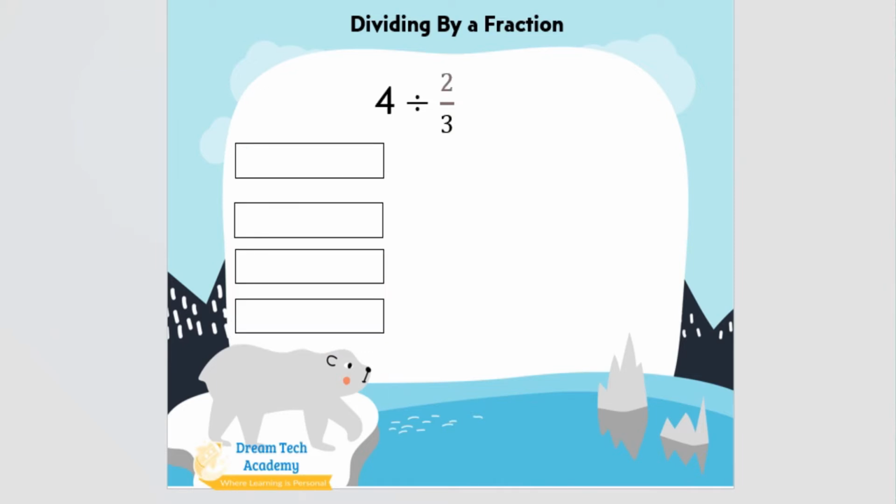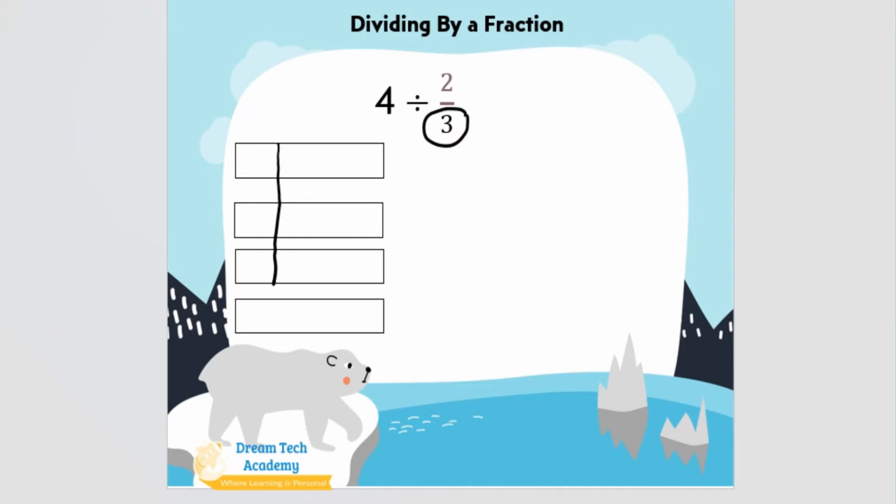So in this example, I have 4 wholes and I want to see how many 2/3 I can pull from 4 wholes, or 4 divided by 2/3. So for this example, we'll do both the model and we'll do the calculation as well. So for 4, I need to cut each piece into 3 parts because my fraction says 2/3. So let's go ahead and try to cut these into 3 equal parts.